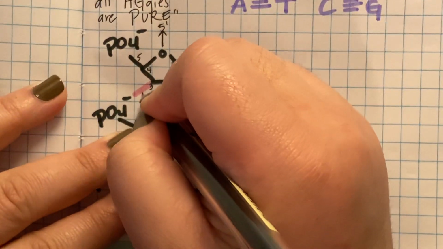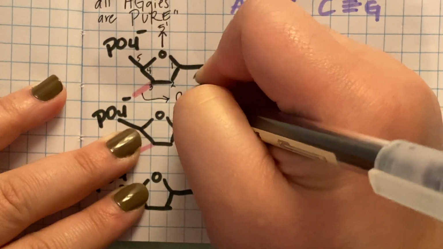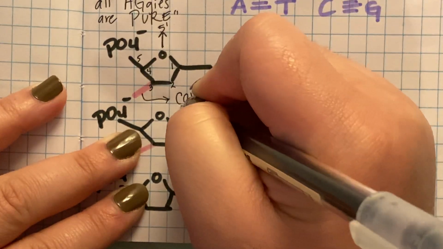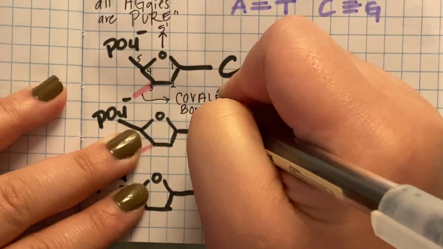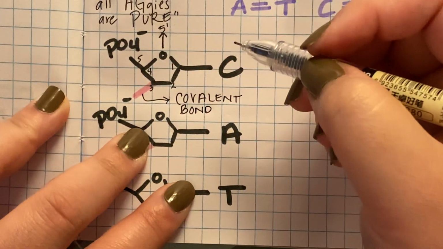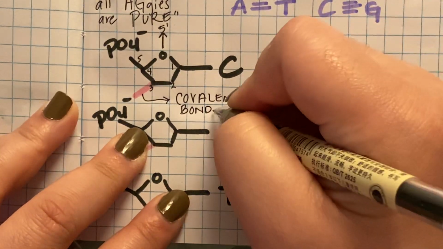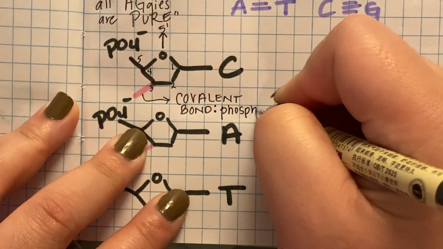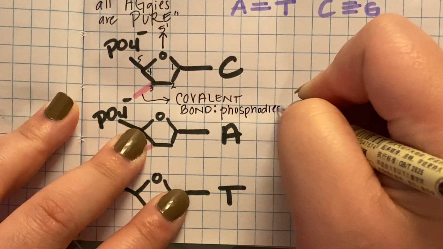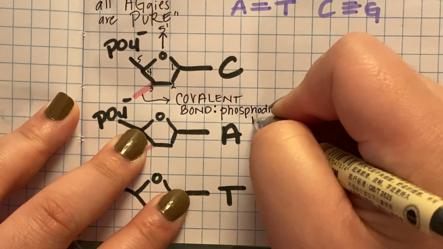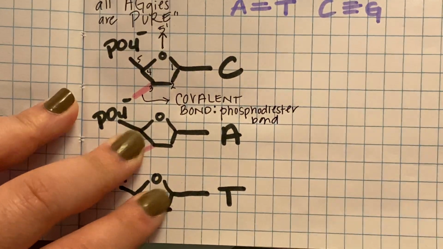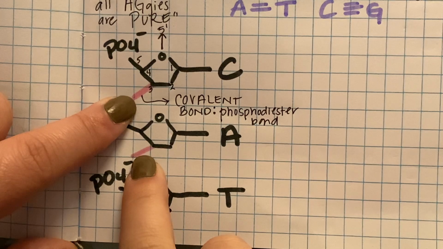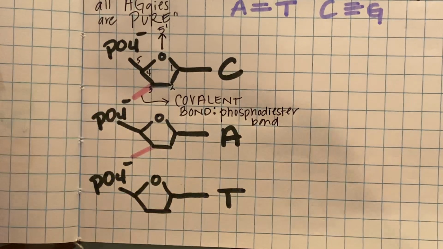So this bond, it's a covalent bond. Generally strong, relatively strong. It's called, get excited, the phosphodiester bond. That's a mouthful. Okay, so we have 2 phosphodiester bonds in this diagram.